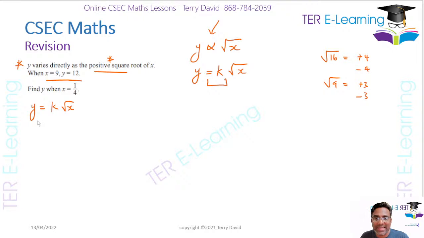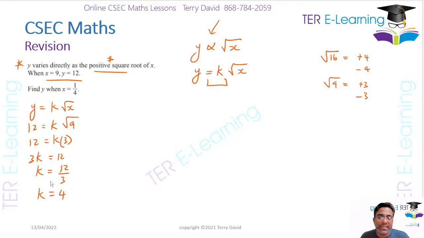So we know that x is 9 and y is 12. So this is 12 here. This is k, and we're looking at the square root of 9. So therefore 12 is equal to k. The square root of 9 is going to be equal to 3. So therefore we can say that 3k is equal to 12. So k is 12 over 3. So therefore k is equal to 4, right? So I've just figured out what k is. So therefore my actual equation is y is equal to 4 multiplied by the square root of x, right?